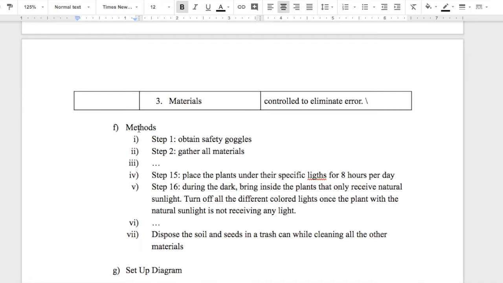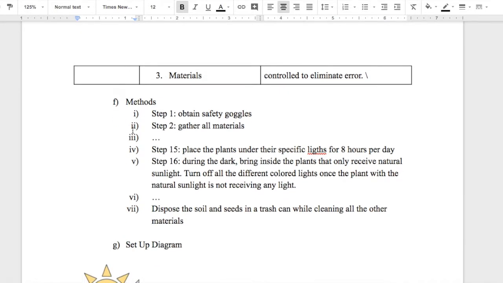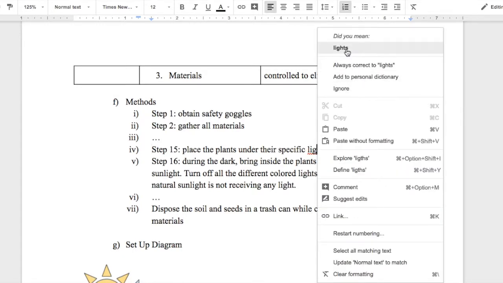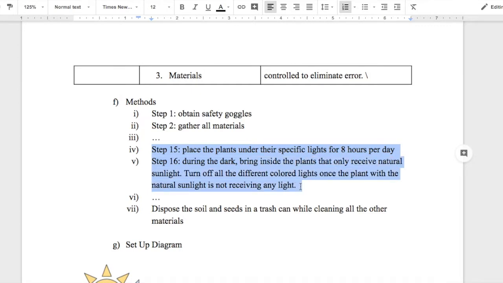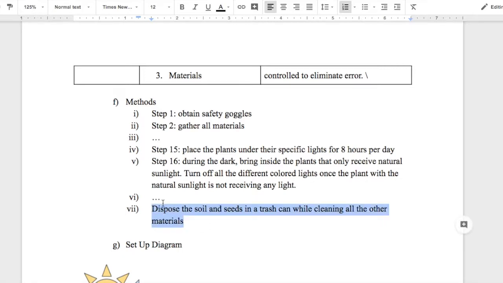Next section is the methods or procedure section. This section is written best by step 1, step 2. However, you can put it in paragraph form. However, writing it in the step 1, step 2 form is more concise and it's more clear. So make sure you address safety. So obtaining safety goggles is a very important part of your experiment. Then make sure you specify the exact procedure that you're doing. How are you measuring what you're measuring? And then always include cleanup.